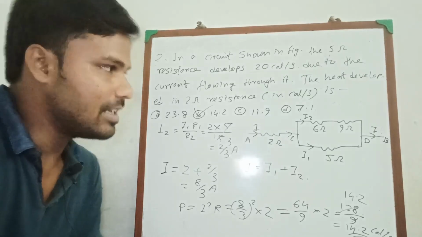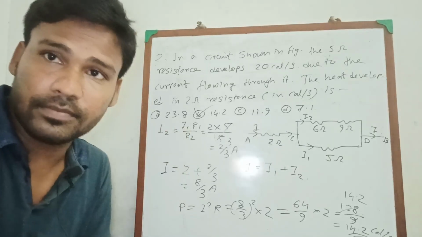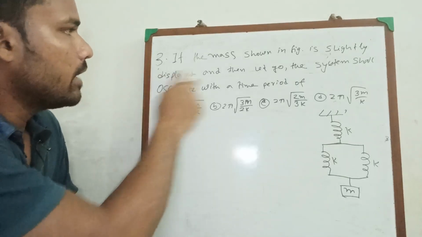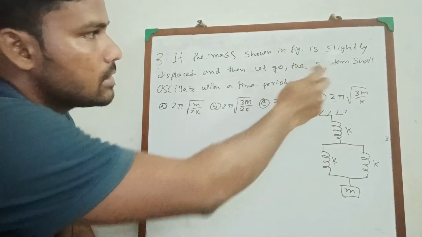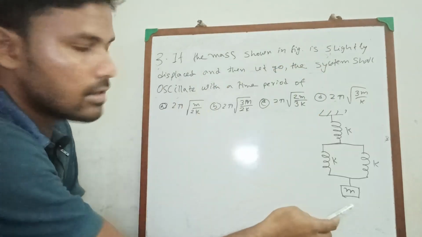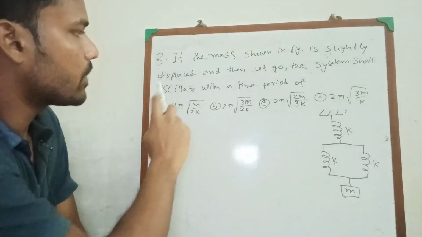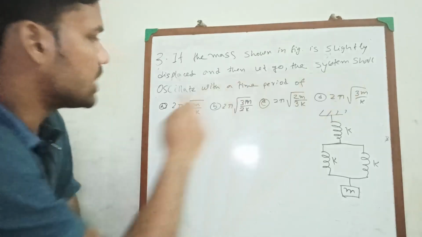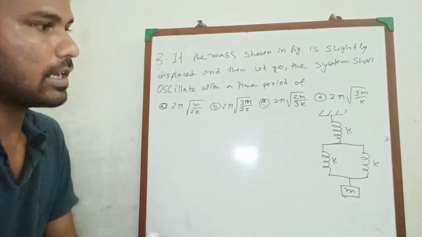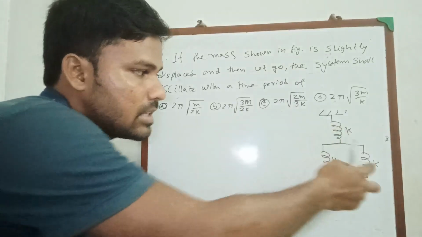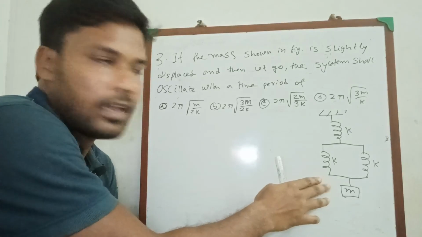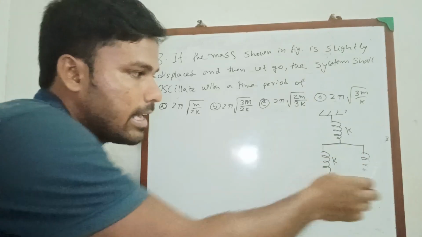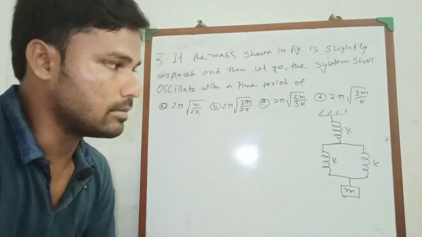Okay, let's move to our next question. Our next question, that is the third question here. If the mass shown in the figure is slightly displaced, that is, this is our figure, this is the mass M, slightly displaced and then let go, the system shall oscillate with a time period of. This is the system here. Three springs are attached in this form, and K is the spring constant. So this is K, and all have the same spring constant.